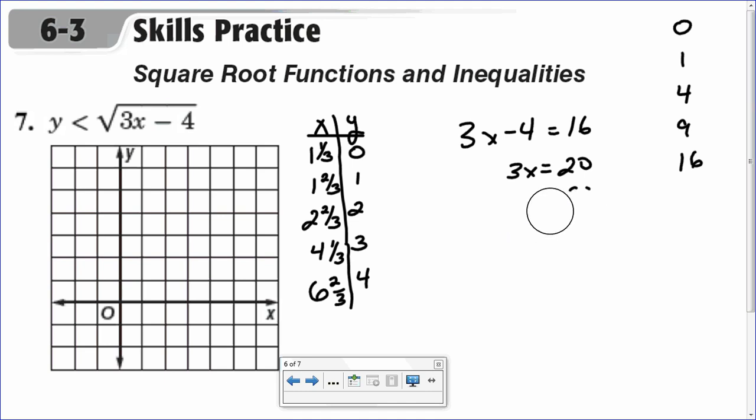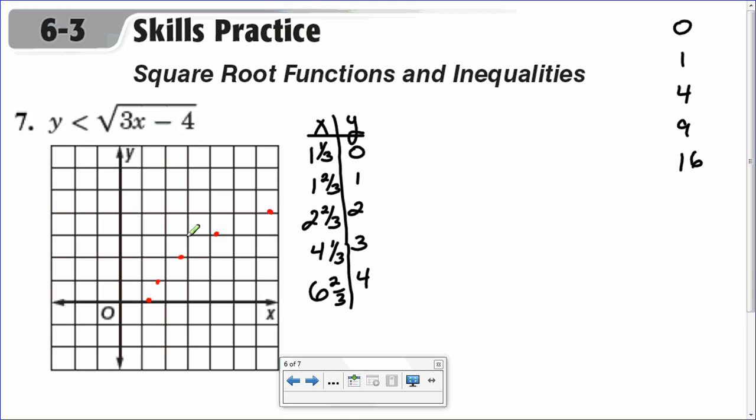All right, now when you're graphing these, you're basically going to have to estimate or guess where these points are. So 1 1/3 is right about there somewhere. 1 2/3 somewhere right about there. 2 2/3, there's 1, 2 2/3, that goes up to 2. 4 1/3, 1, 2, 3, 4, and 1/3, right about here, goes up to 3. And 6 2/3 goes to 4, 1, 2, 3, 4, 5, 6 2/3.